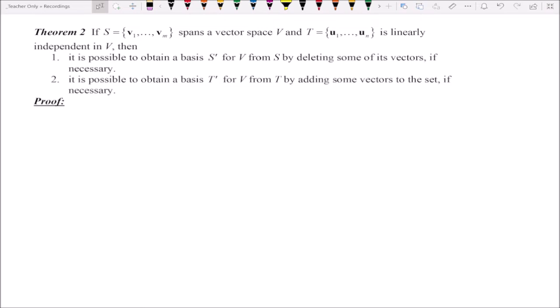So in other words, if a set of vectors spans a vector space, we can make it into a basis simply by deleting some vectors if need be. And if we're given a set of linearly independent vectors in a vector space, it is possible to make that a basis simply by adding some vectors to it, if necessary.